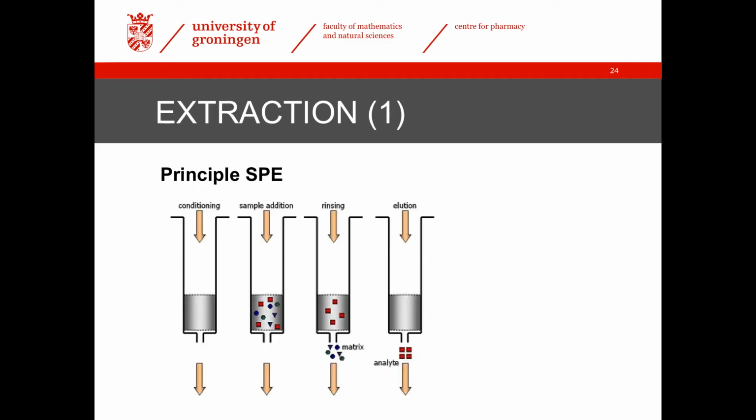To extract the analytes from plasma, we used solid phase extraction. The sample is applied to a cartridge filled with a solid phase, to which the analytes bind and from which as much as possible of the matrix is removed by a rinsing step. Finally, the analytes are collected by eluting them from the solid phase.